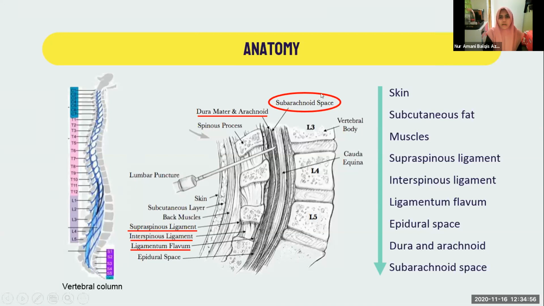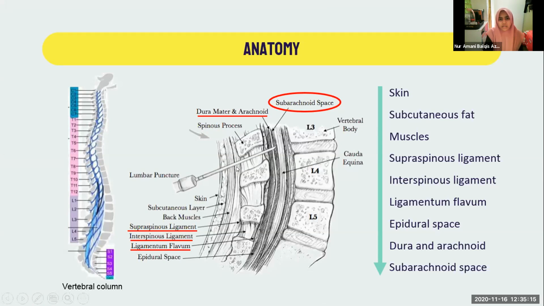Knowing the anatomy of the spinal cord is important in order to get the CSF successfully. So when we inject the needle, we are going to penetrate the skin first, and then the subcutaneous layer, and then the muscles.